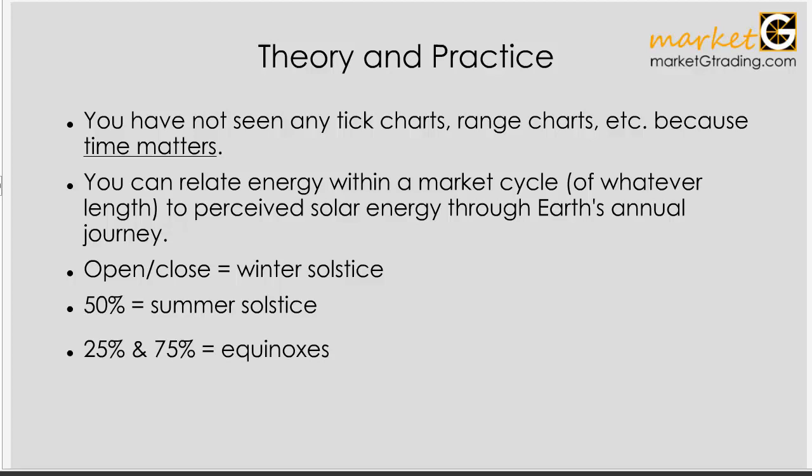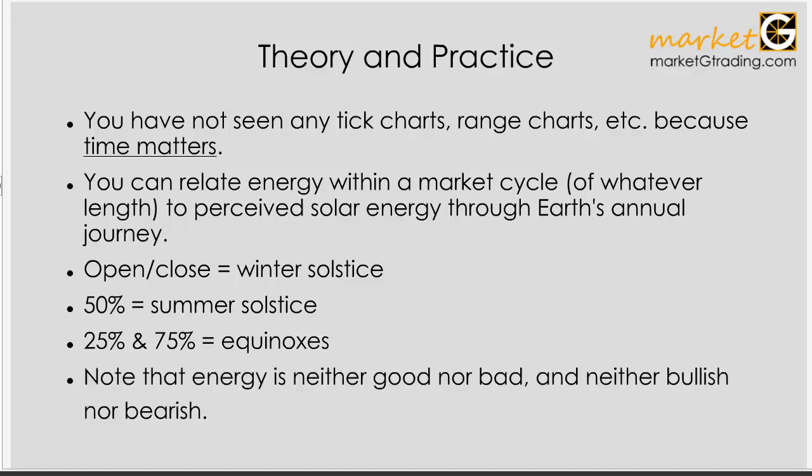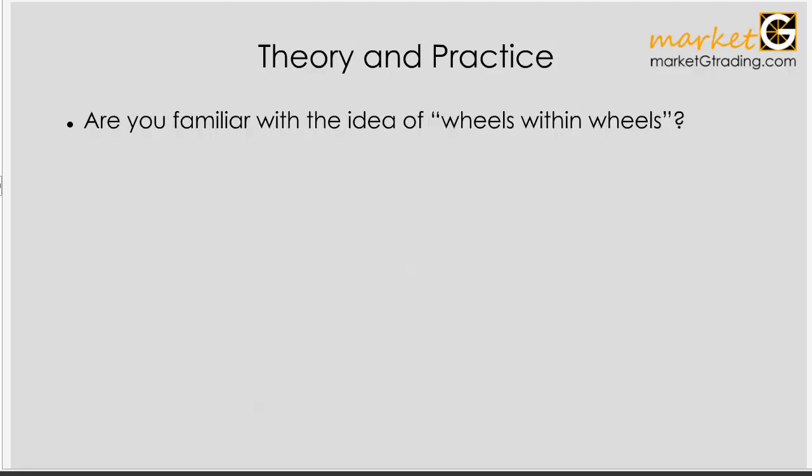And if there are any astrologers out there, the 50 and 75% levels equate to the hard aspects in astrology, the squares and the opposition. So that's interesting to keep in mind. Now, note that energy is neither good nor bad, and it's neither bullish nor bearish. Energy is just energy. Are you familiar with the idea of wheels within wheels?